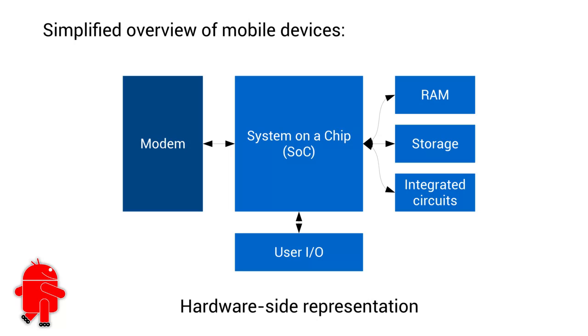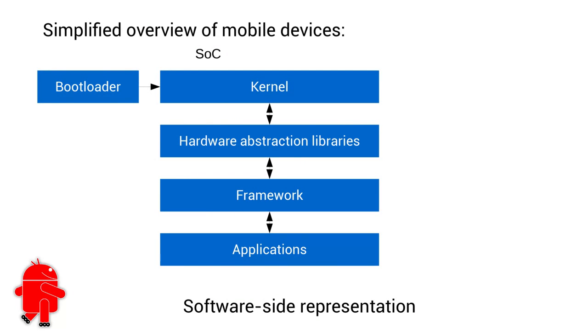So this system on a chip is actually a CPU with some other chips around it. And it's also usually connected to the RAM, the random access memory, to storage, as well as other integrated circuits and the user I/O circuits as well. So this is a hardware side representation. We can also look at a software side representation of mobile devices.